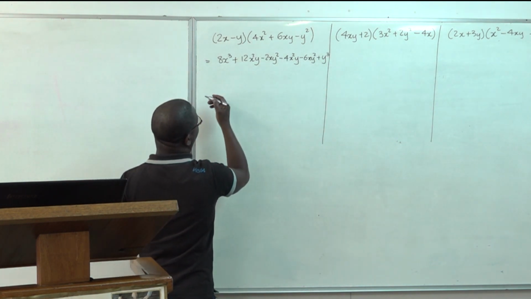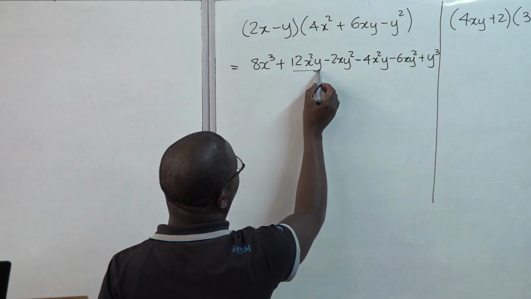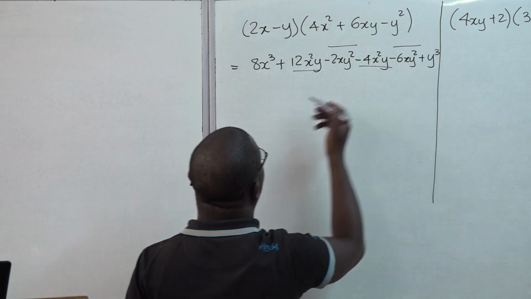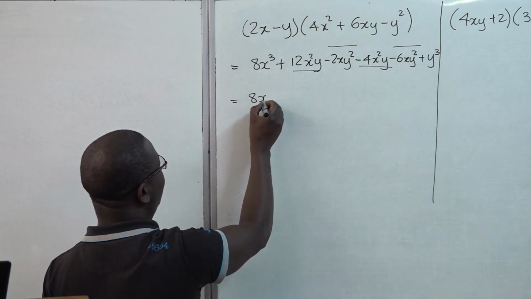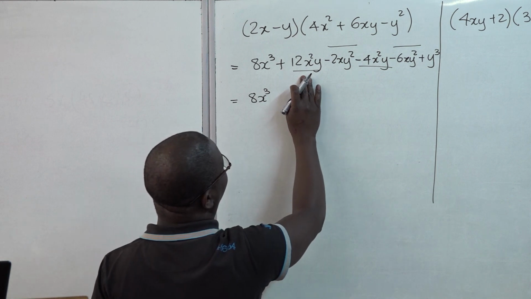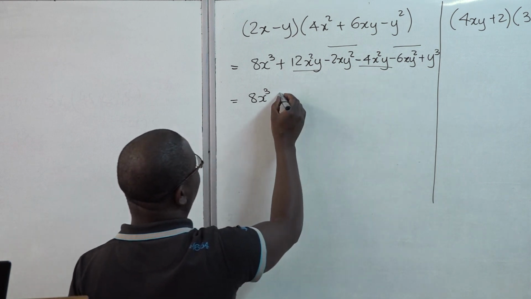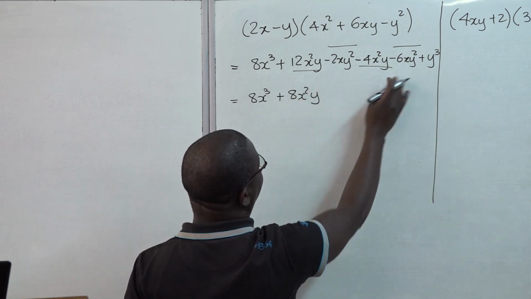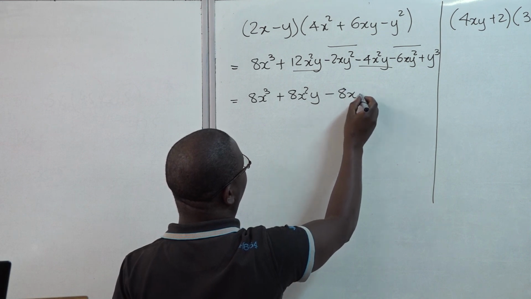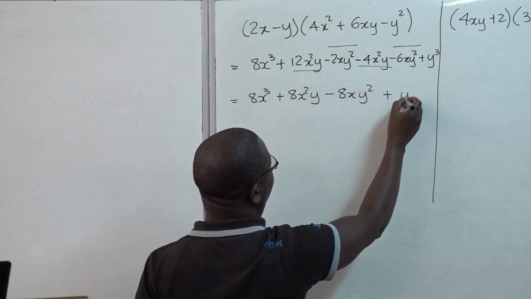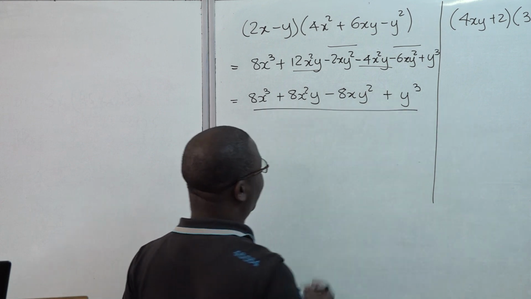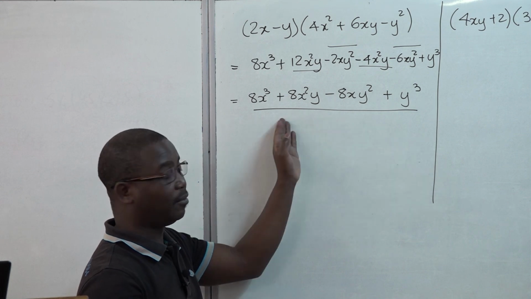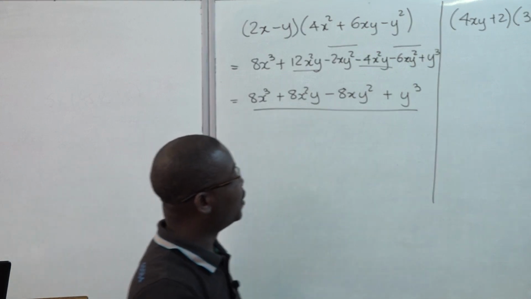Again, we identify the like terms there. You have got x squared y, you have got x squared y, you have got xy squared, you have got xy squared. Therefore, that gives us 8x cubed, 12 minus 4 gives us plus 8x squared y, minus 2 minus 6 gives us minus 8xy squared, and then finally plus y to the power 3. Once again, don't confuse these to be like terms because the variables have got different exponents. Move on to the next one.